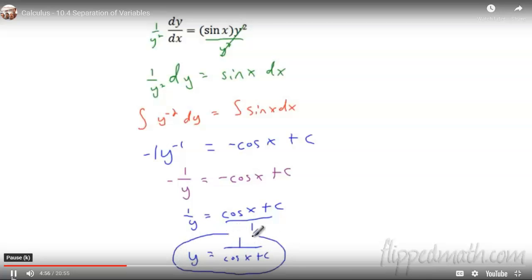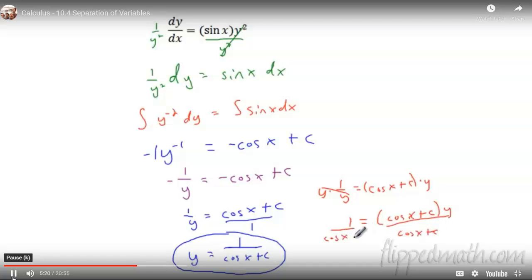If you don't like that, or if you think I'm lying to you, don't hate. If you want, you could do all the steps here. You could say, okay, really, we should multiply both sides by y, and they cancel. And then what do you get? You get 1 equals this whole cosine x plus c times y. So now what are you going to do? You're going to divide both sides by cosine x plus c. So there it is. You can show all those steps, but especially because we're going to get more complicated, when you get 1 over y, just put it over a fraction, flip them both, and you're good to go.